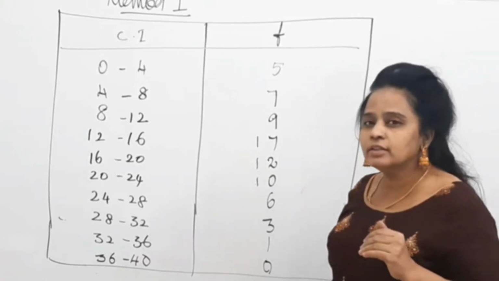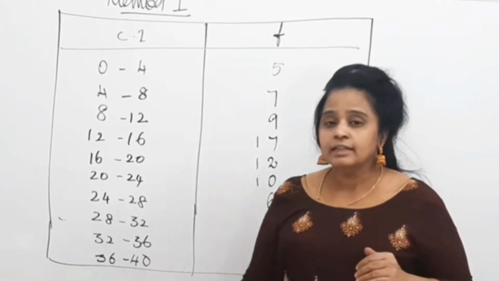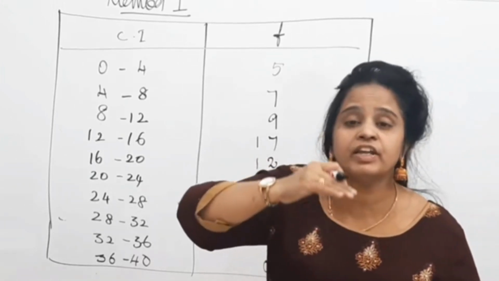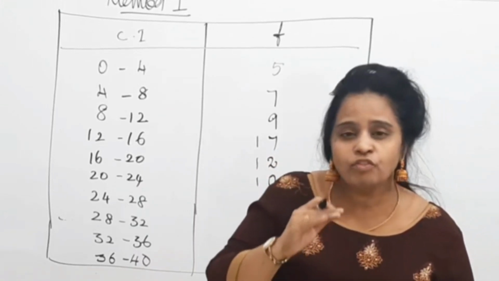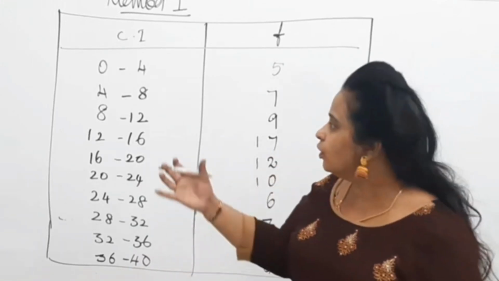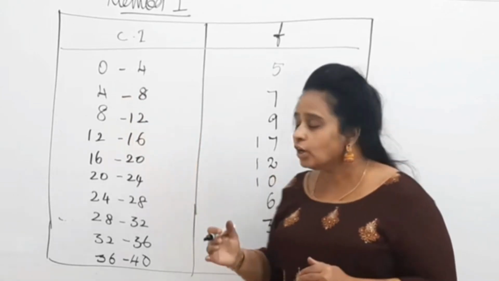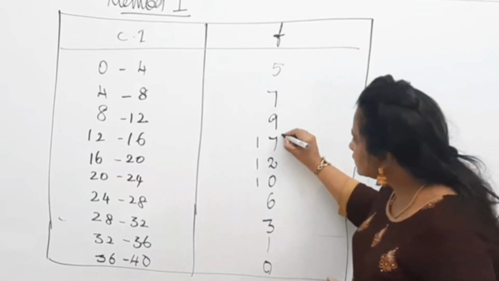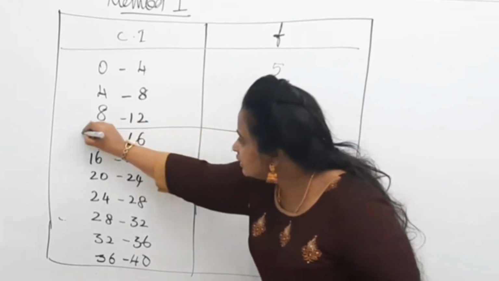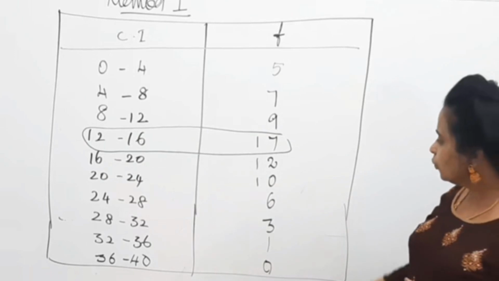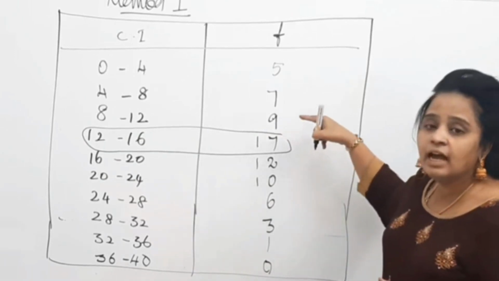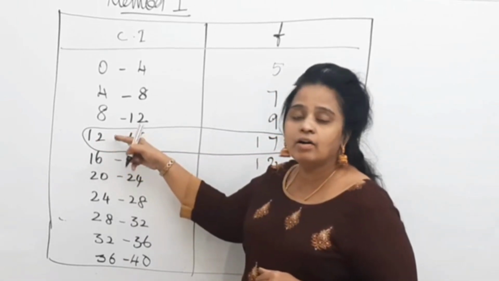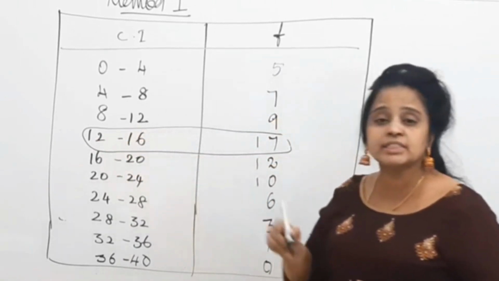What is the mode for ungrouped data? It is the observation with the highest frequency, the one that occurs the most number of times. Now you are given grouped data, which means we look at the highest frequency. Among all the frequencies, 17 is my highest frequency, and related to that my class interval is 12 to 16.